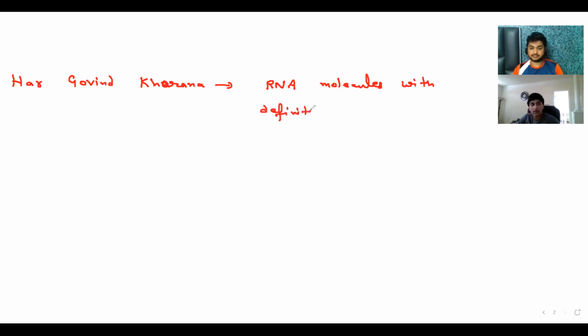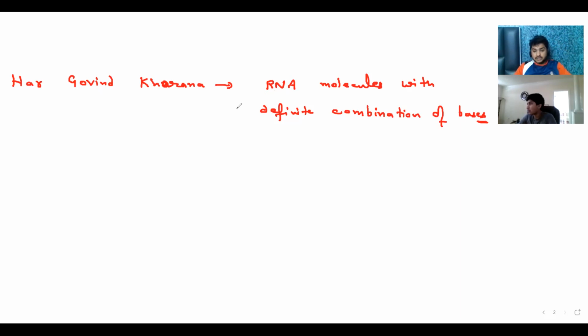Har Gobind Khorana, like Sikh, Punjab. Do you know Punjab? Yes. So Har Gobind Khorana, definite combination of bases. So RNA synthesis, right? From the DNA there is RNA formation, right? So he synthesized the RNA molecule from the many bases on the DNA. So Har Gobind Khorana was very famous for that.